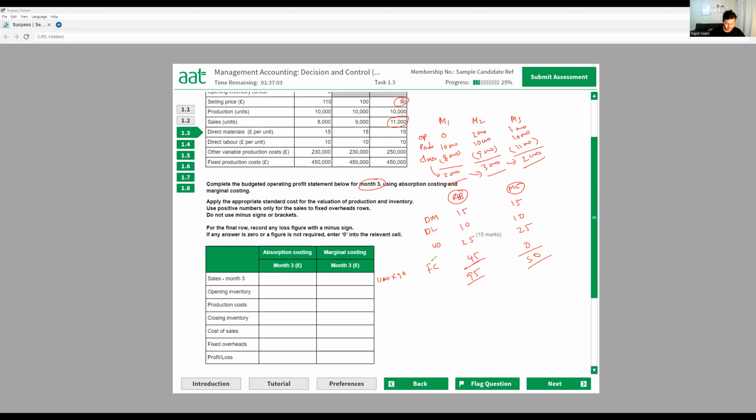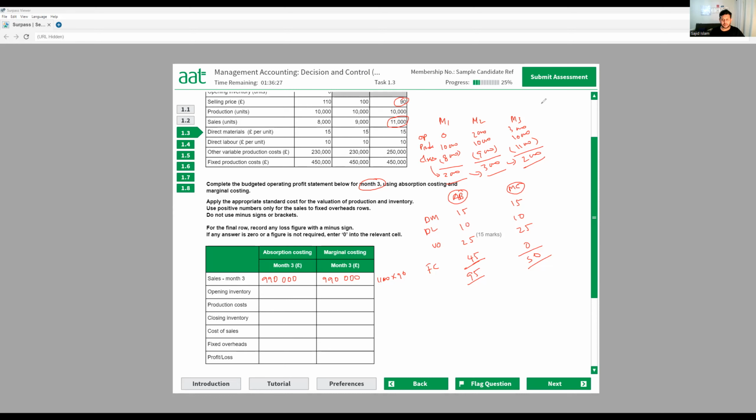11,000 times 90, and that will give us 990,000. All right, that's my first thing. Under absorption costing and marginal costing, sales will remain the same. Remember that.